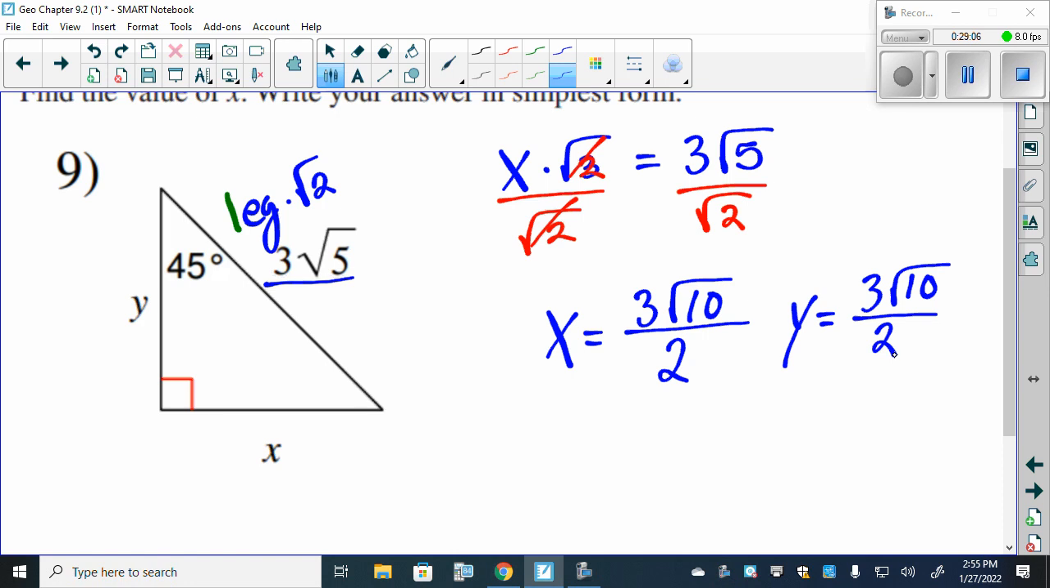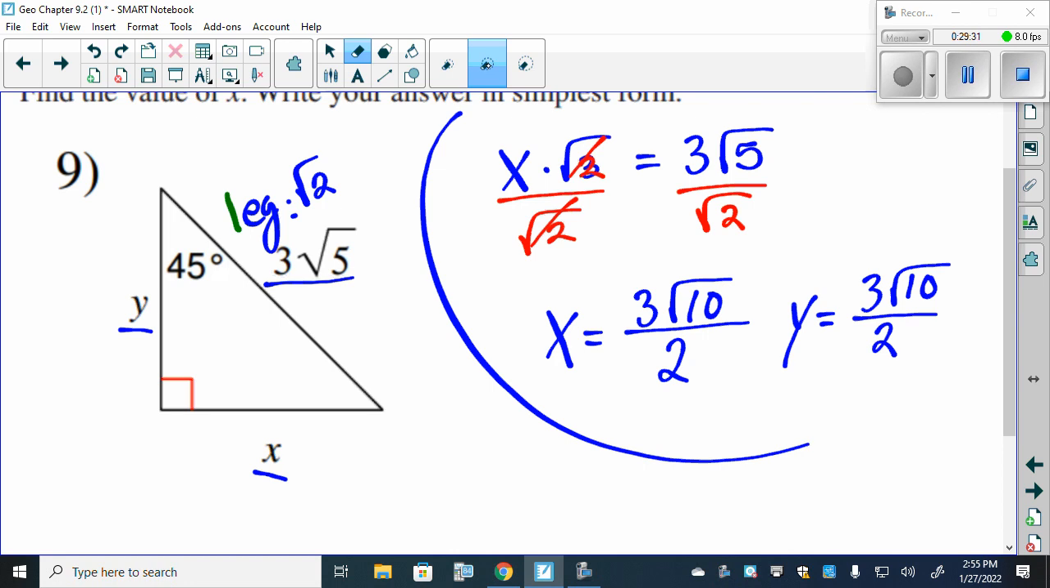Any questions on this here? Now, this is still holding true. Even though the numbers look weird, it's still the exact same thing. Because the legs of a 45-45-90 right triangle are going to be congruent, and the hypotenuse's length is going to be whatever the length of the leg is times the square root of 2.